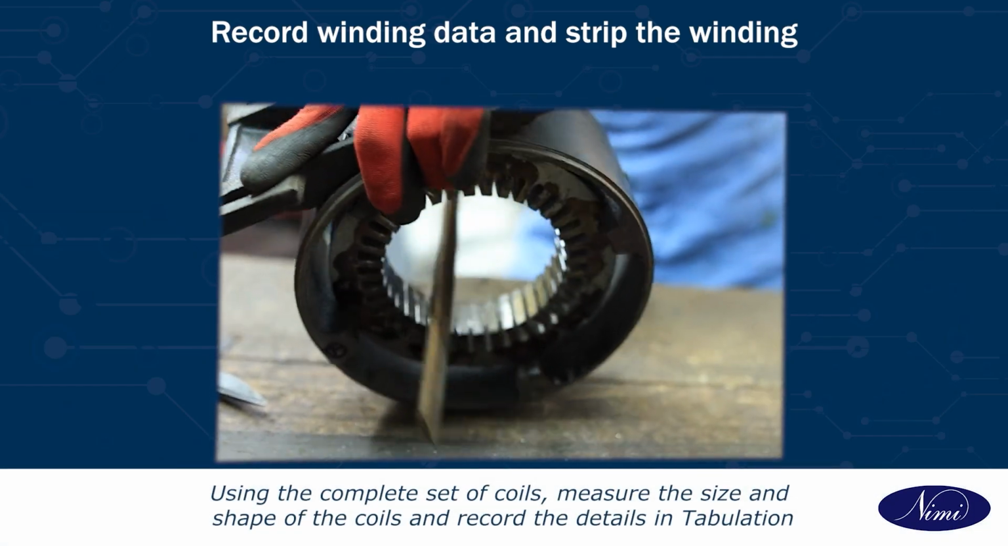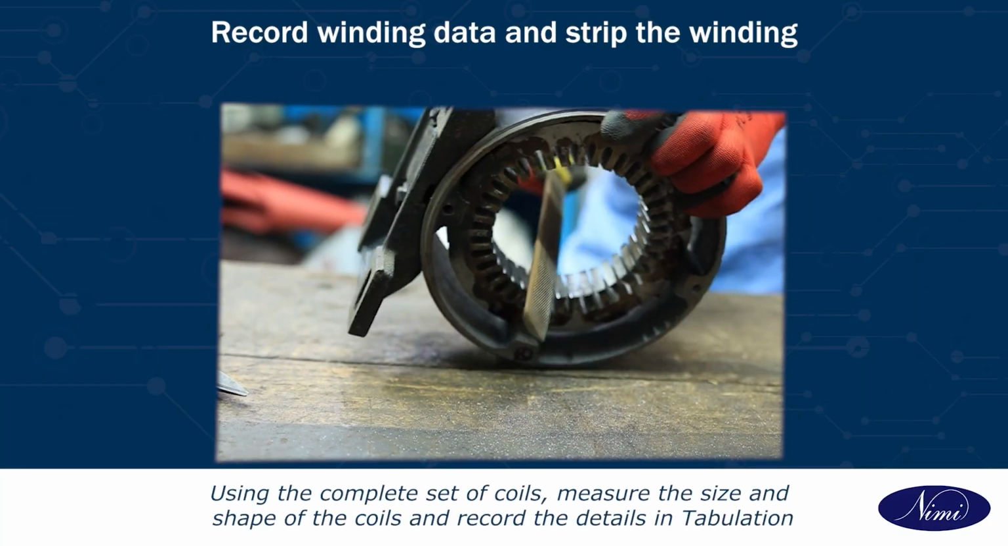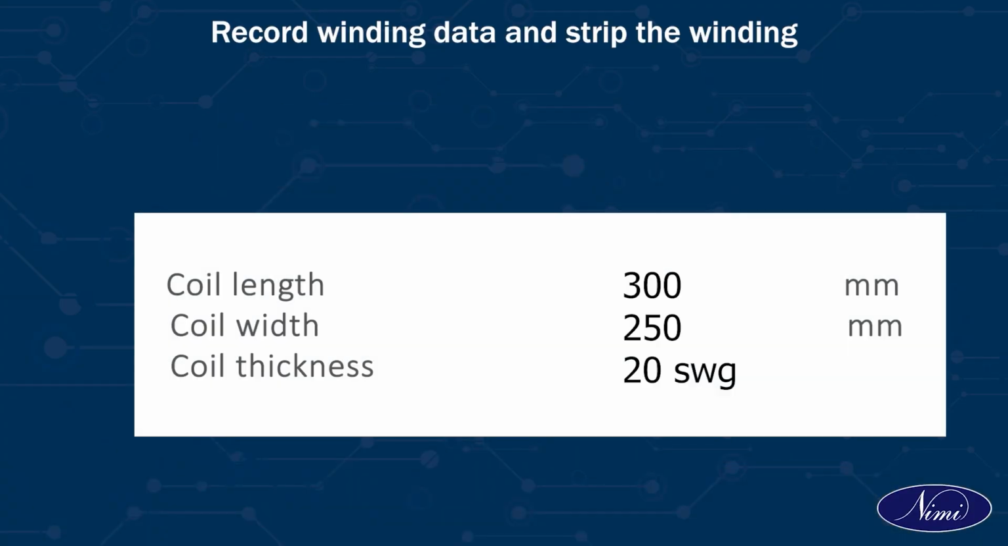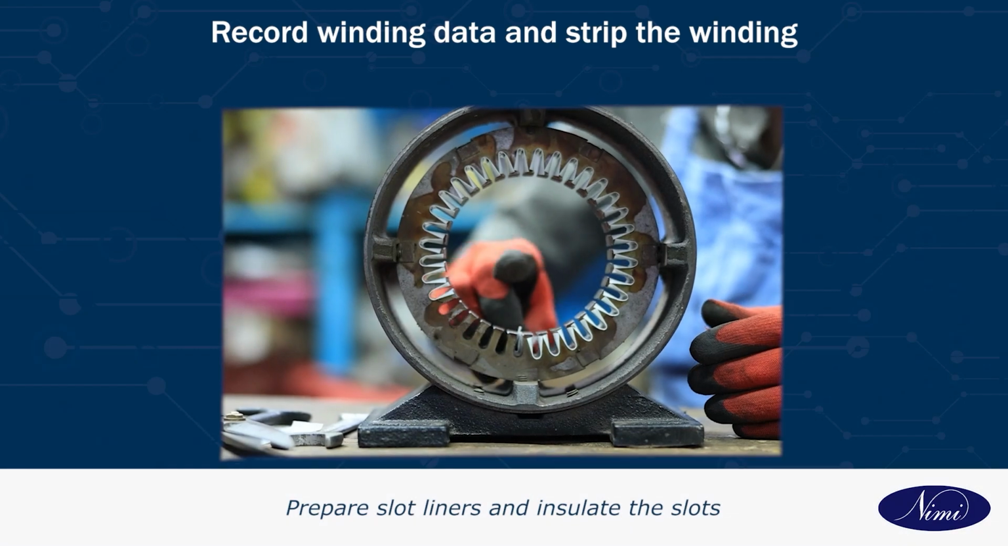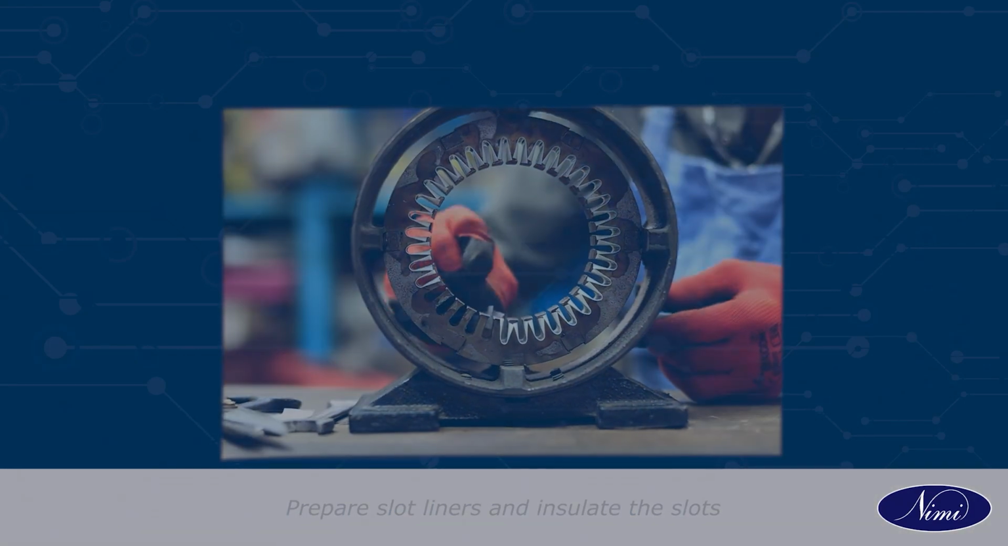Measure the size and shape of the coils and record the details in tabulation. Shape of the coil, diamond or rectangular or oval. Outer coil, coil length, coil width, coil thickness. Prepare the slot liners and insulate the slots.